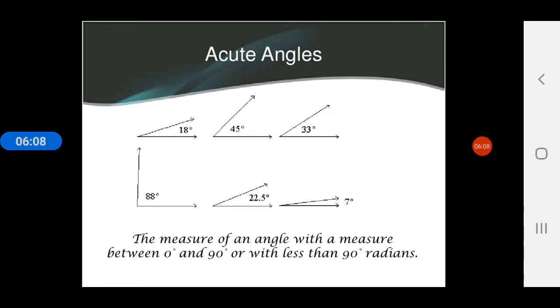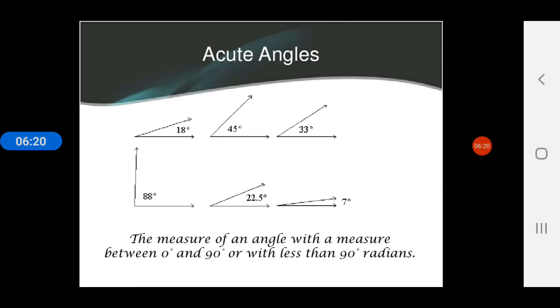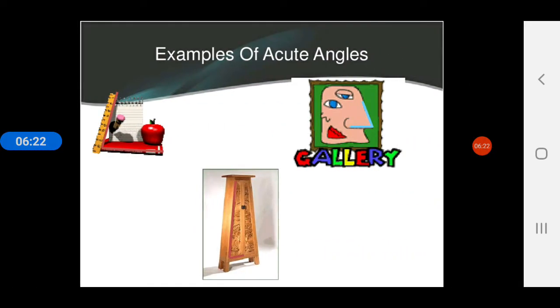So it should not be 0, because if it measures 0, it is a 0 angle. If it measures 90 degrees, it is a right angle. So between 0 and 90, these are all examples of acute angles. You can see your nose always makes an acute angle. This rack is also acute angled. Then the chopping board makes an acute angle when we are cutting vegetables. You can give more examples of acute angles.